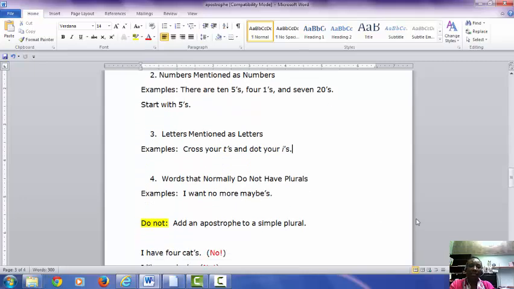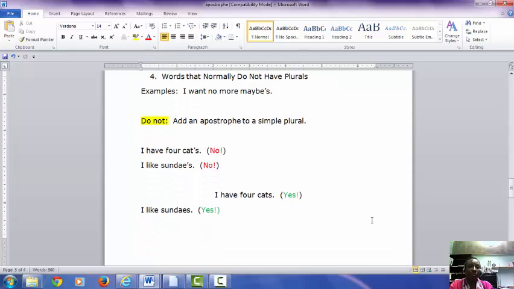For words that normally do not have plurals, we may add an apostrophe s. I want no more maybe's, that's with an apostrophe s there. However, I caution you against adding apostrophes to simple plurals. Some students add an apostrophe s to a word that they just want to make plural, and that is incorrect.